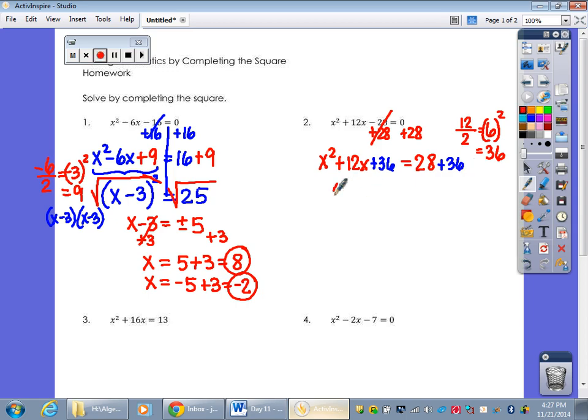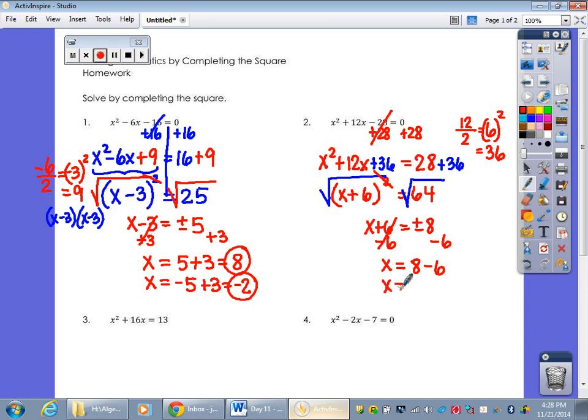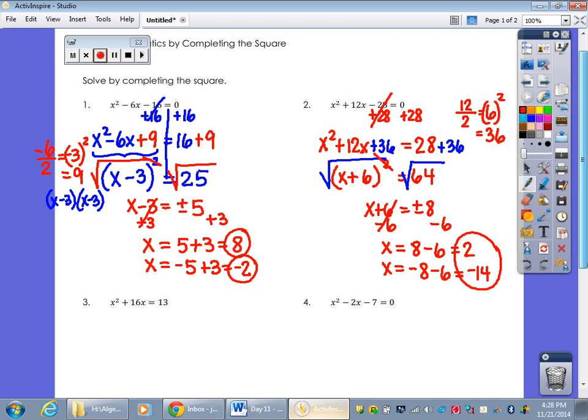So when I do my binomial squared, it's going to be the same number. So 6 times 6 gives you 36, 6 plus 6 gives you 12. So this is going to be x plus 6 squared equals 64. When you take the square root of both sides, you end up getting that x plus 6 is equal to plus or minus 8. I subtract 6 from both sides, I'm going to get x is equal to 8 minus 6, and x is equal to -8 minus 6. So this is 2, and this is -14. Those would be my two answers.